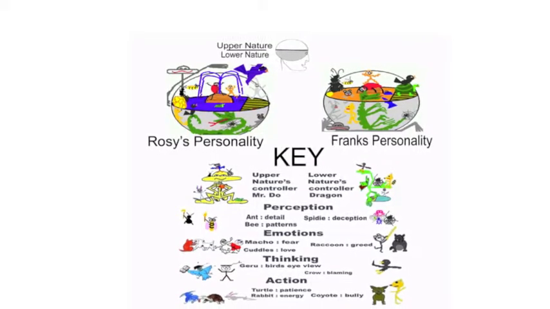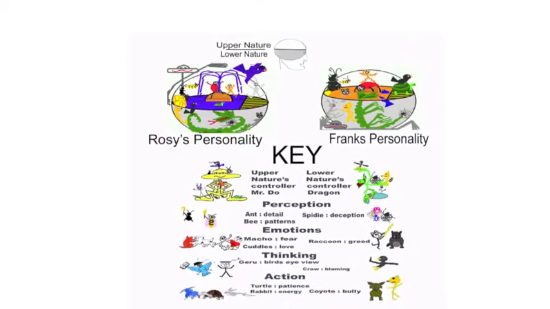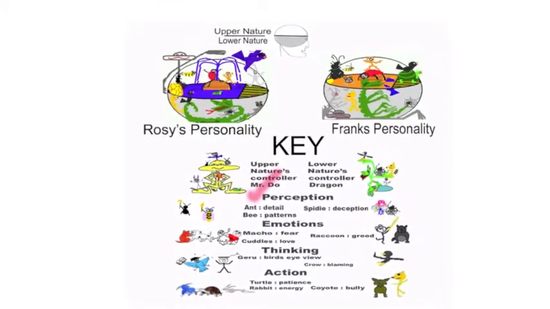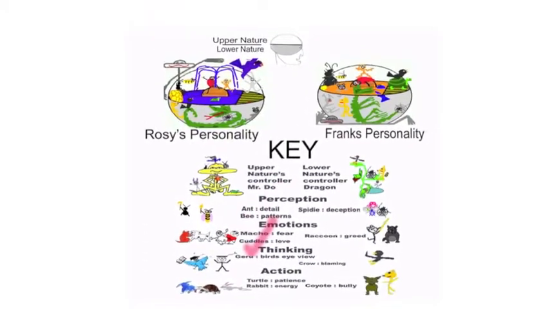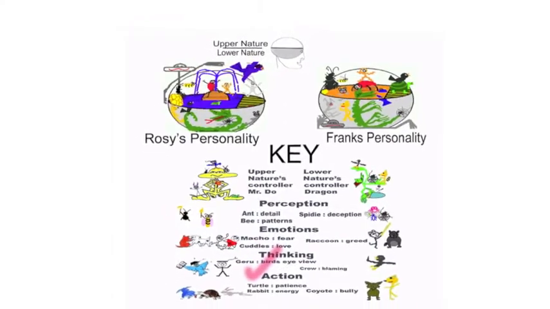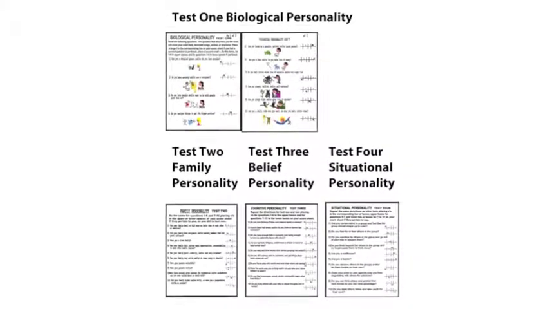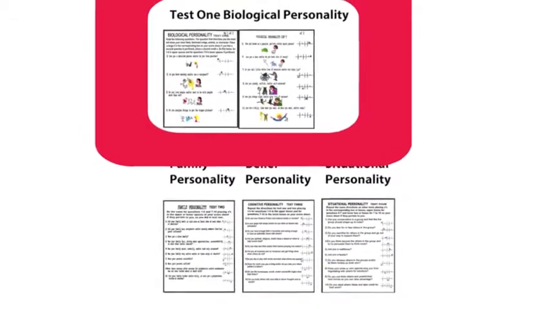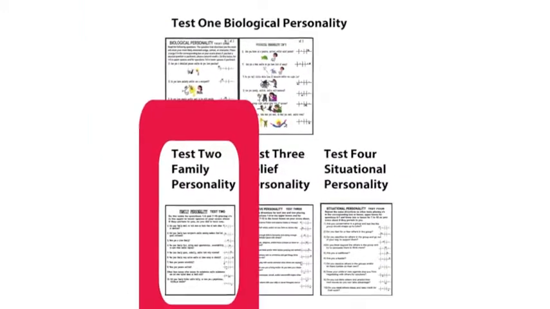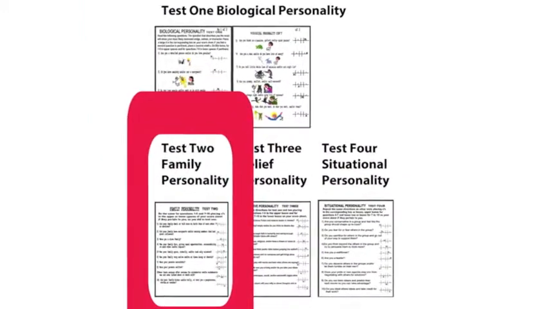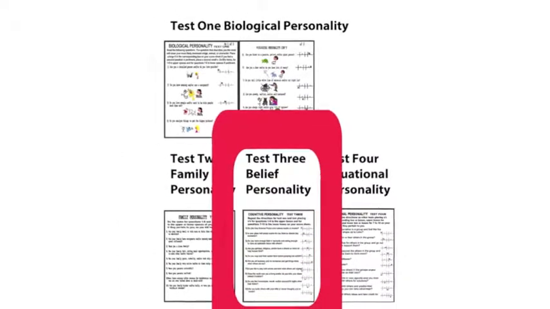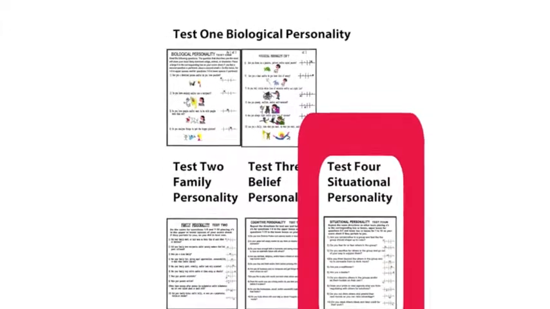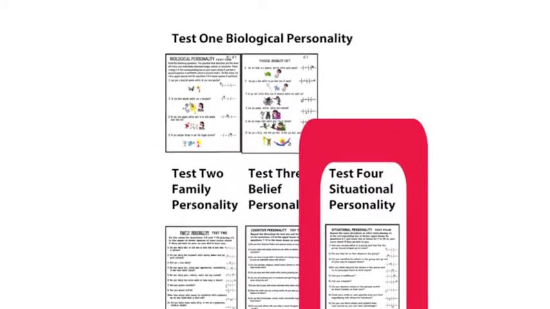This key shows you the 4 stages of the brain and their animals and icons for the upper and lower natures. They are perception, emotion, thinking, and action. There are 4 personality tests. The first is biological personality, which takes up 2 pages. The second is family personality. The third is a thinking personality. And the fourth is our situational personality, as we vary depending on the situation.